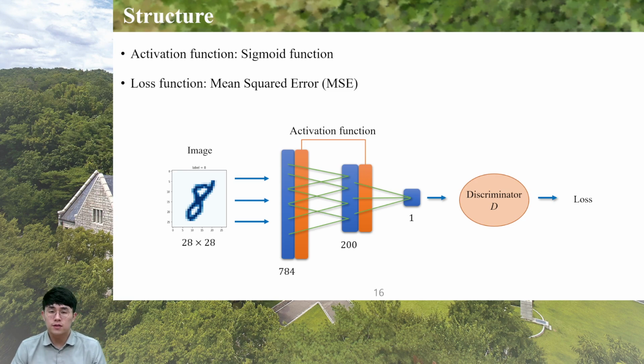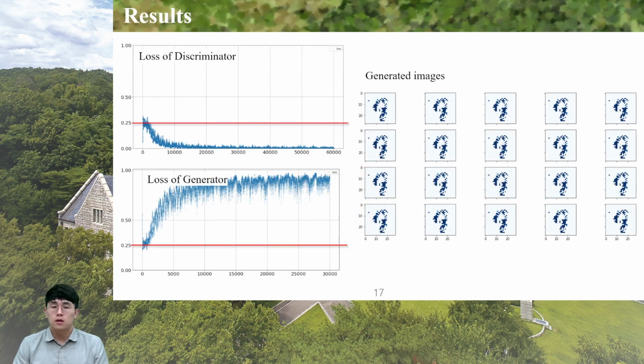The structure of the first GAN used is as follows. The figure below depicts a portion of the structure, and I used the sigmoid function as an activation function and the mean square error as a loss function. This is because it is a simple form that can be easily applied. The following are the results of the loss values during training and the images generated by the trained generator.